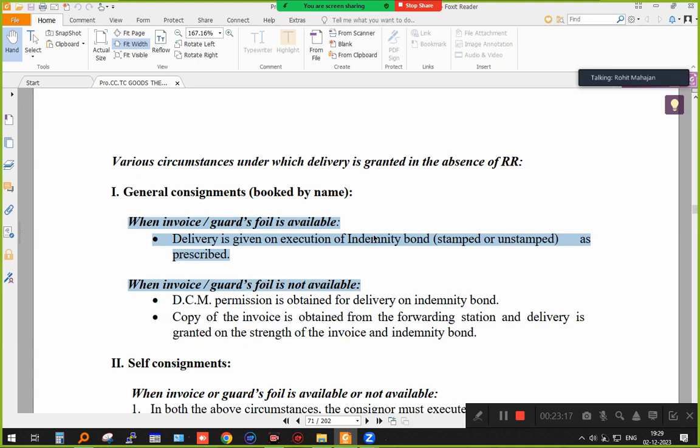So one difference is that when the guard foil is available, we know the details of the consignee. But in the second case... And you have answered the query. That's all. There it ends.